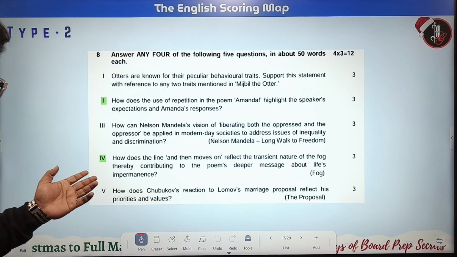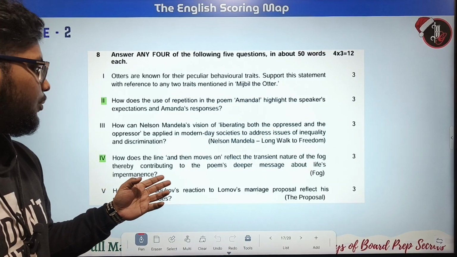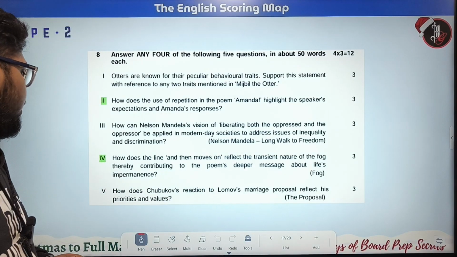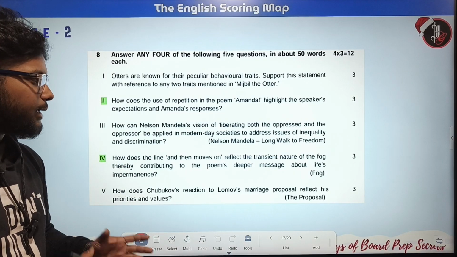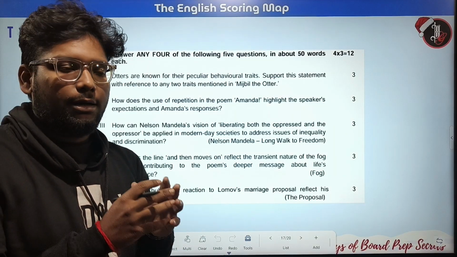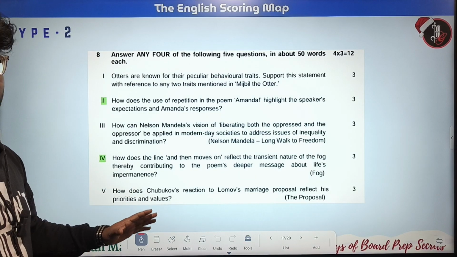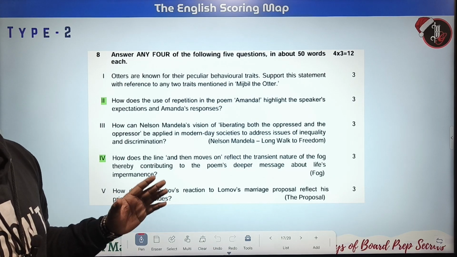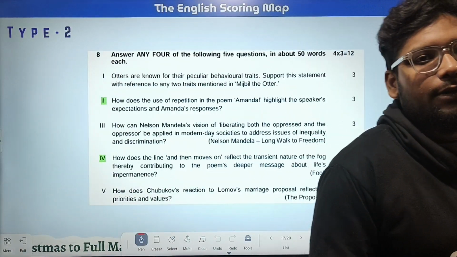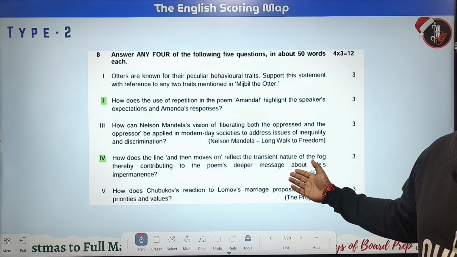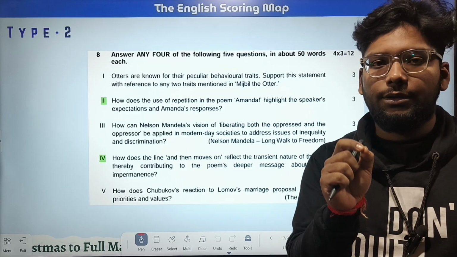How does the line "and then moves on" reflect the transient nature of the fog, thereby contributing to the poem's deeper message about life's impermanence? Okay. So this question is asking for writing something. This answer won't be very lengthy, but it has to be precise. Every single answer has to be precise to get full marks. You cannot just write anything random over there. You just cannot put up the summary over here in this question. This whole thing has to be very precise. You have to be apt with your word selection.